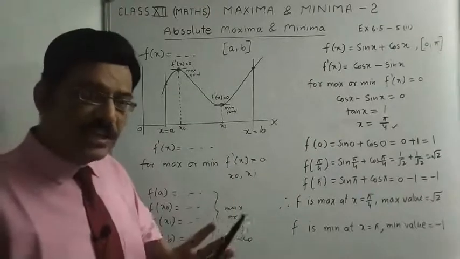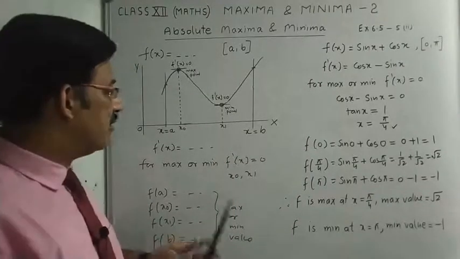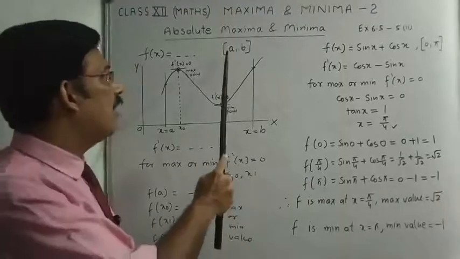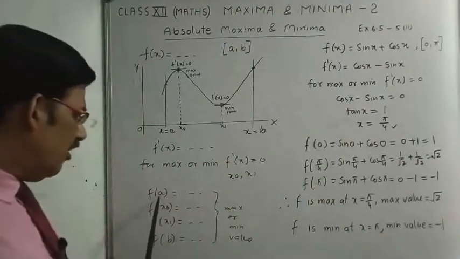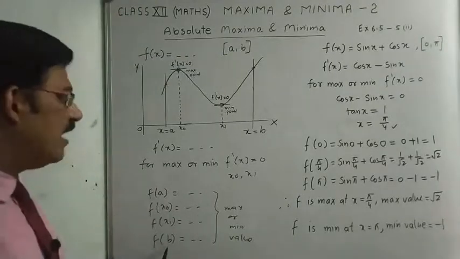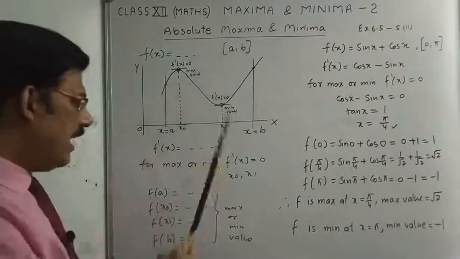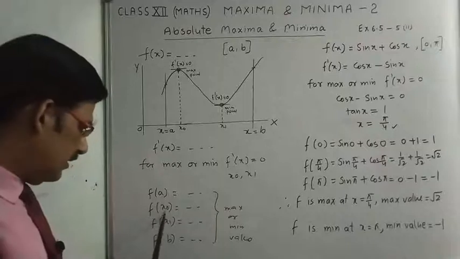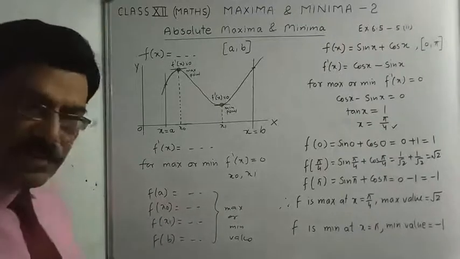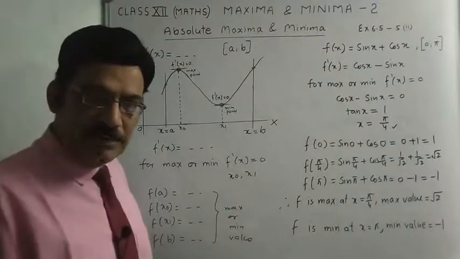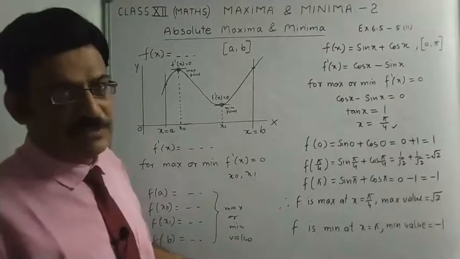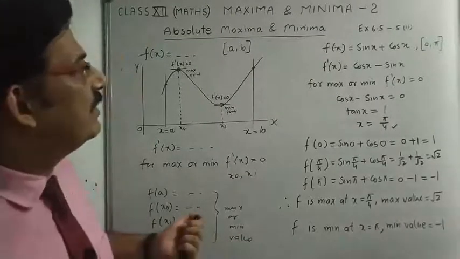Now you have to check whether the function is maximum at these points or at the end points. For that you have to calculate the value of the function at the boundaries a and b and the 2 points x0 and x1. Calculate these 4 values. Which value is maximum, say that is the maximum point, and the minimum is the minimum point. Now let us explain with an example.